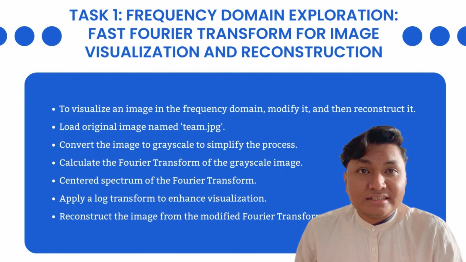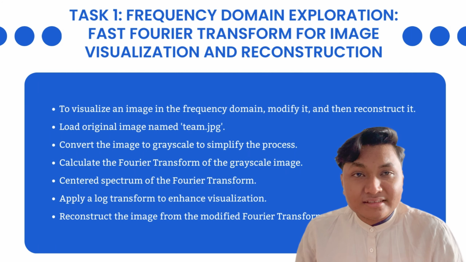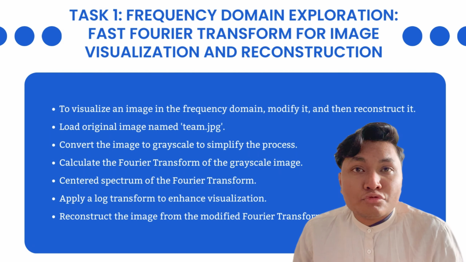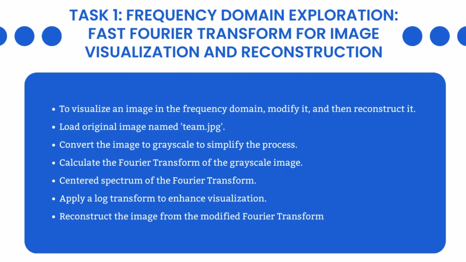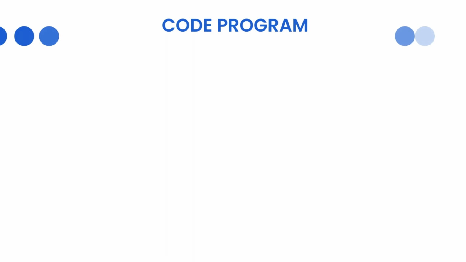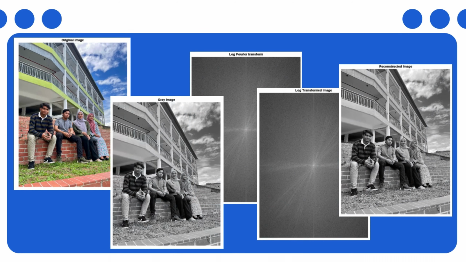Next, we calculate the Fourier transform of the grayscale image. Let's look at the centered spectrum of the Fourier transform. Next, we apply a log transform to enhance the visualization. Lastly, we reconstruct the image from the modified Fourier transform. In summary, we have explored the frequency domain of our image using the Fourier transform. This process allows us to visualize and modify the image in a unique way.